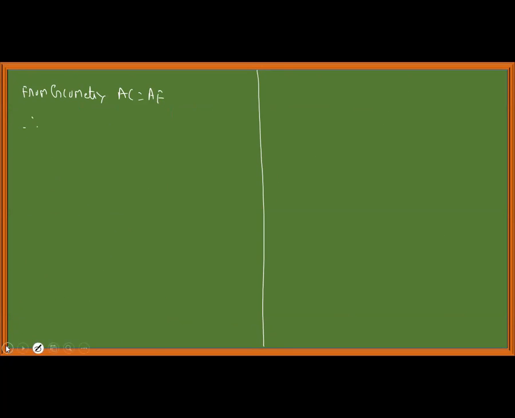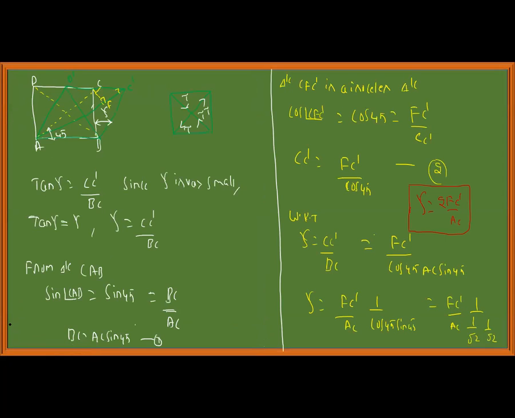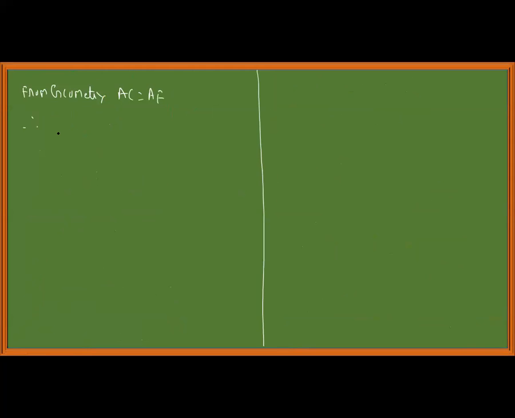Therefore, if I consider this diagonal AC', actually the diagonal was AC. Now it has turned out to be AC'. The increase in length is FC'. So I can write change in length by original length, FC' by AF, or FC' by AC. I can write epsilon, which is equal to change in length FC' by AC, since AC is equal to AF.